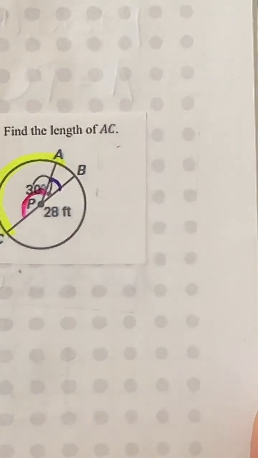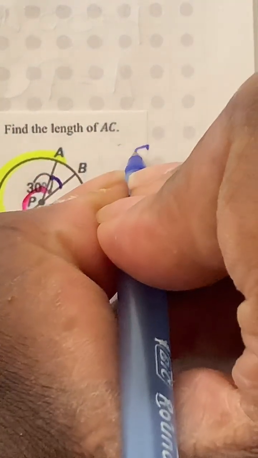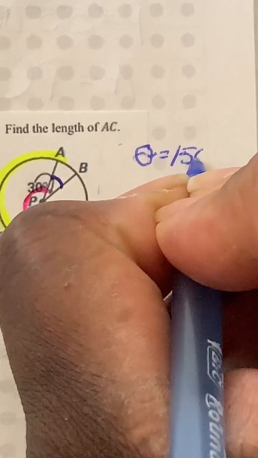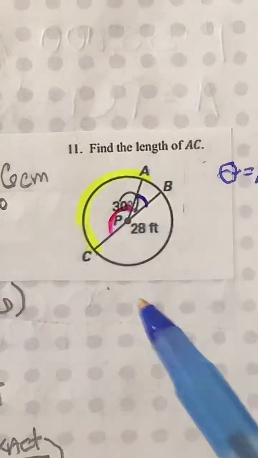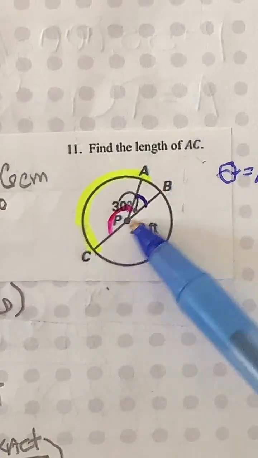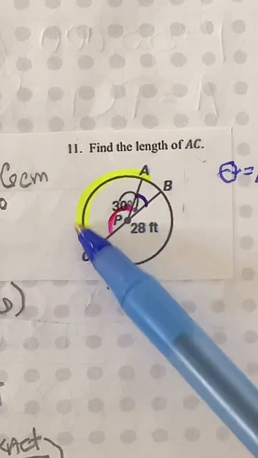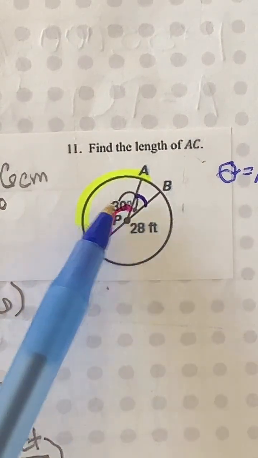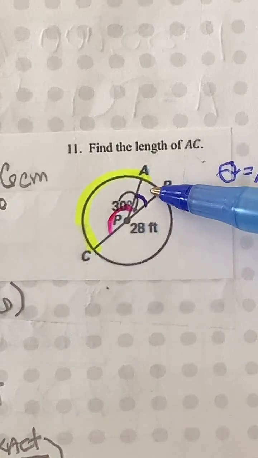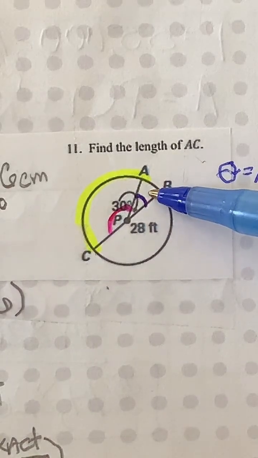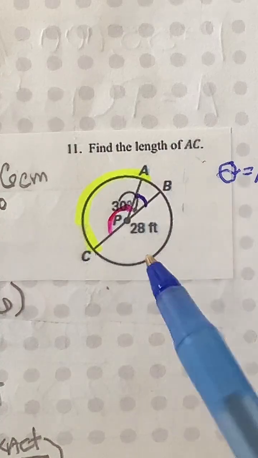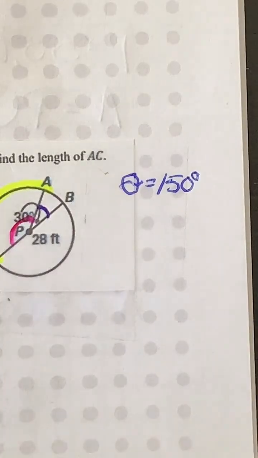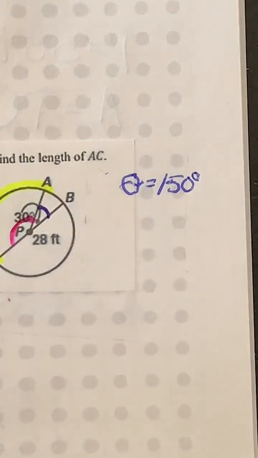So we can kind of make a little notation. We know that our theta is equal to 150 degrees. The reason why: half a circle is 180 degrees. If the whole thing is 360, we divide by 2, so we get 2 halves of 180. We knew that this part here was 30. So 180 minus 30, that's where the 150 came from. Okay? So we have our theta.